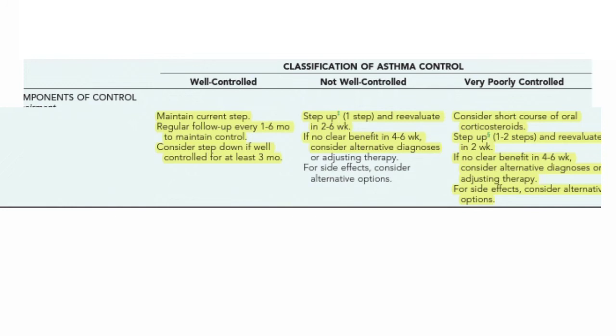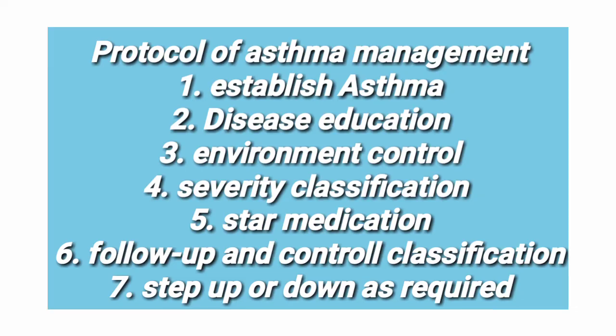So you will follow the patient after 2 weeks. If there is no clear benefit, again you will check for compliance, you will check for an alternative diagnosis, and you will check for adding up therapy. So this is the protocol of asthma.